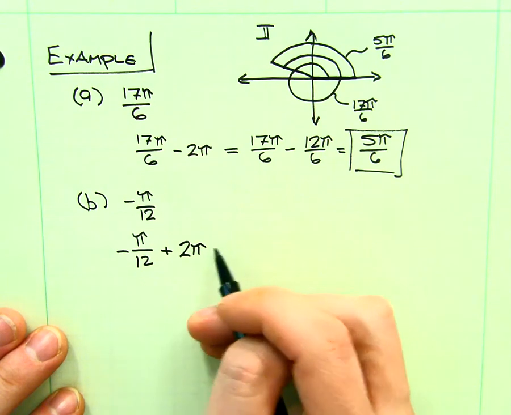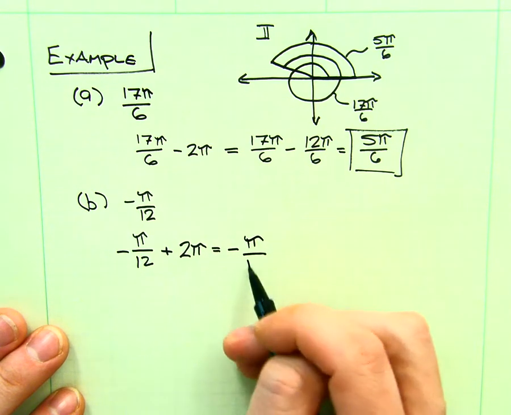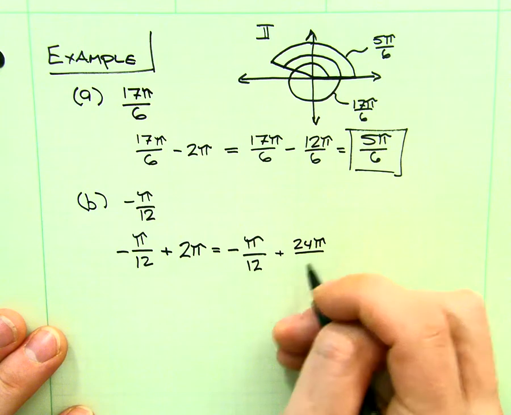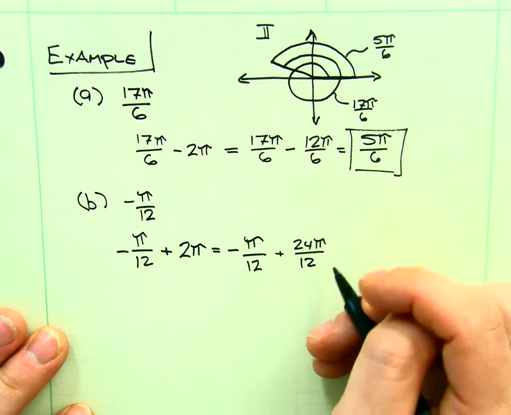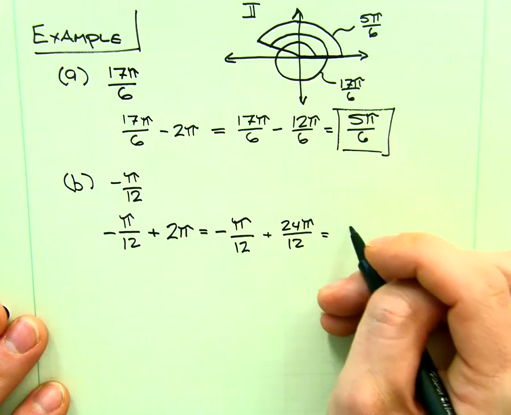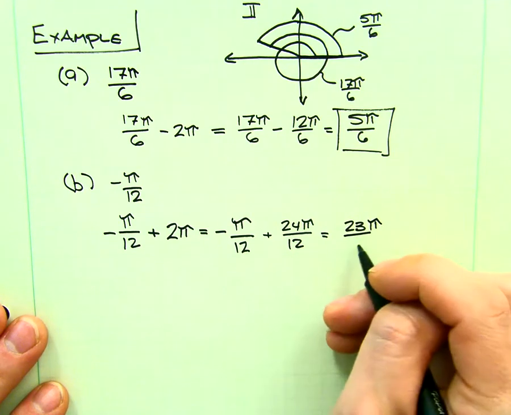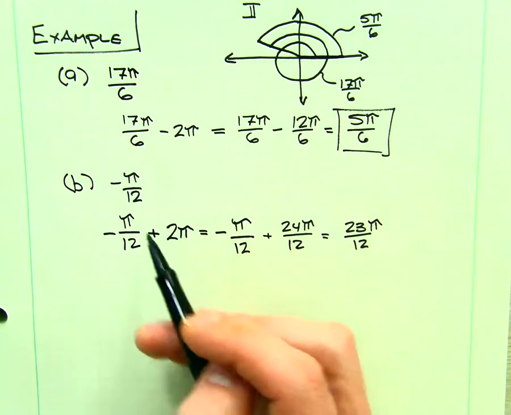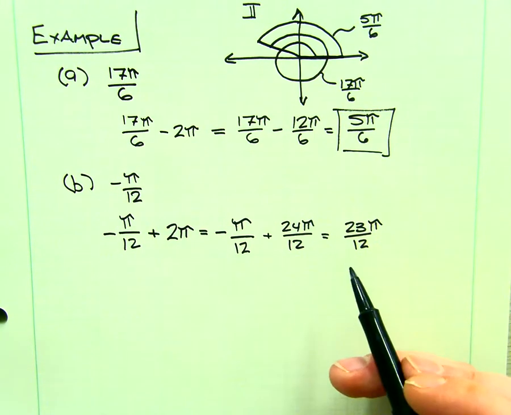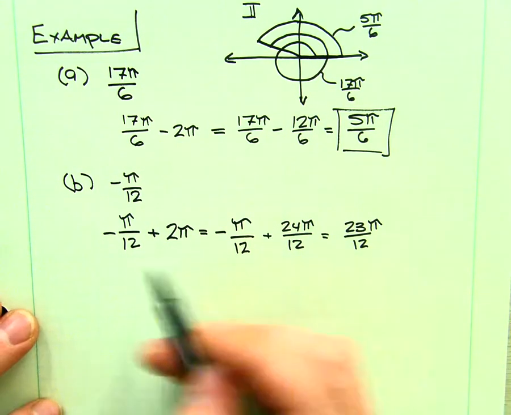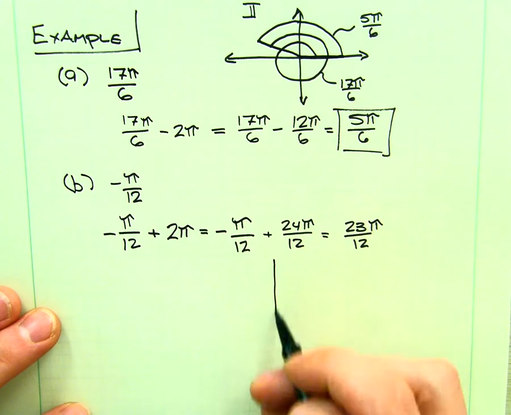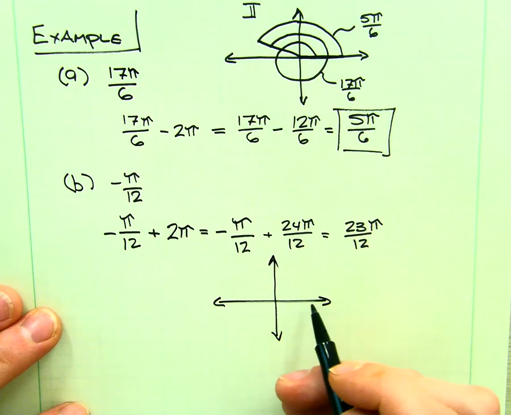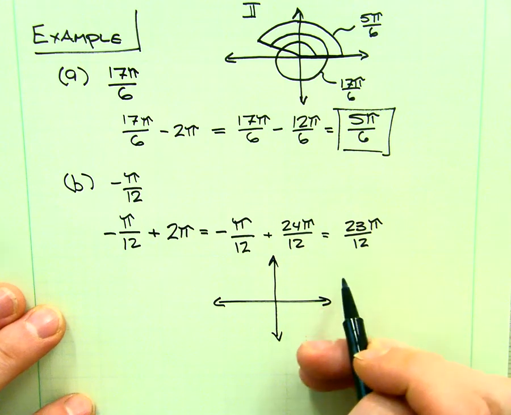And if you want to do this out on paper, getting the common denominator of 12, I just get 24 pi divided by 12, multiplying the top and the bottom both by 12. And I end up with 23 pi divided by 12. Now this is really close to 2 pi. I'm just subtracting pi divided by 12 from one full revolution. So I know I'm going to go most of the way around, but I'm going to stop just 1/12 short of 2 pi.